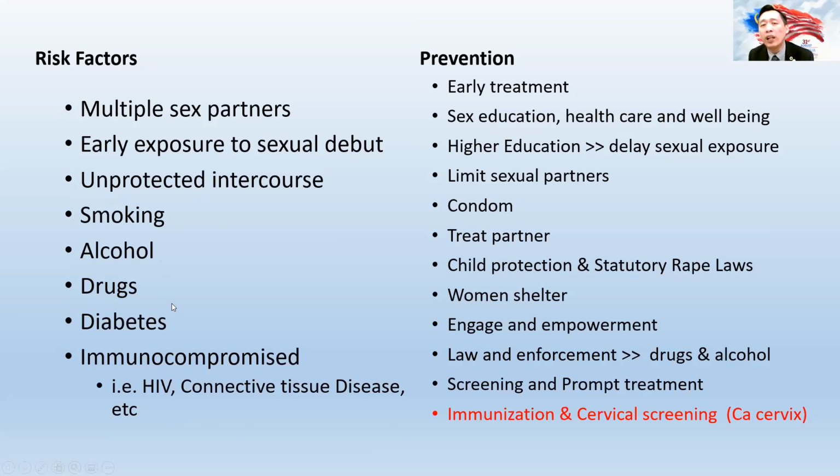How do we prevent PID? How do we prevent cervicitis? Early treatment, early recognition, sexual education, good health care, and higher education can actually delay sexual exposure. Limit the sexual partners, use condoms, treat the partner, child protection and statutory rape law, women's shelters, engage and empower women, and also law enforcement on drug usage. Screening and prompt treatment, and immunize against HPV to prevent cervical cancer.